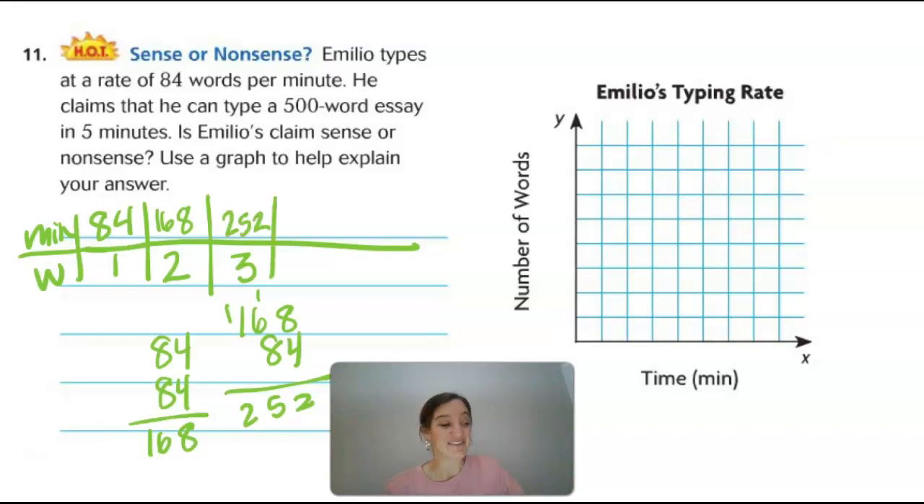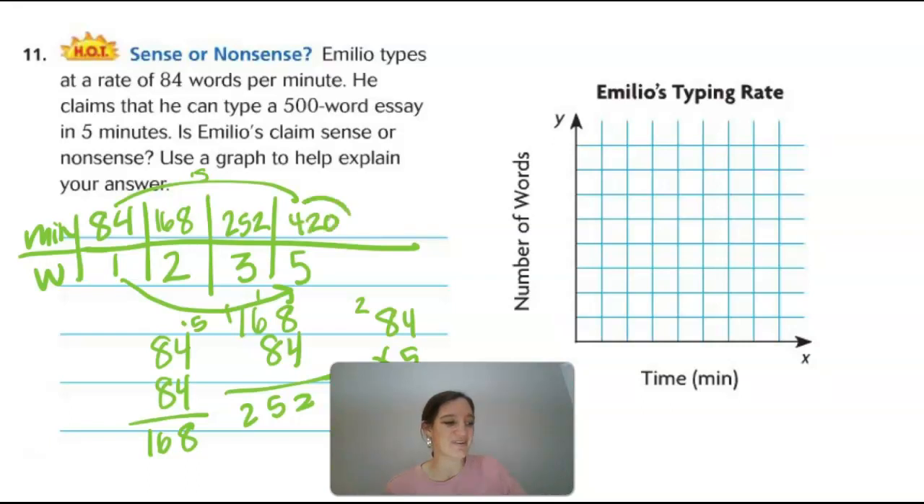Okay, I could even just jump straight to 5. And times by 5, times by 5, huh? Do 84 times 5, which would be 420. Yeah, he is 80 words short. And I could graph that here.